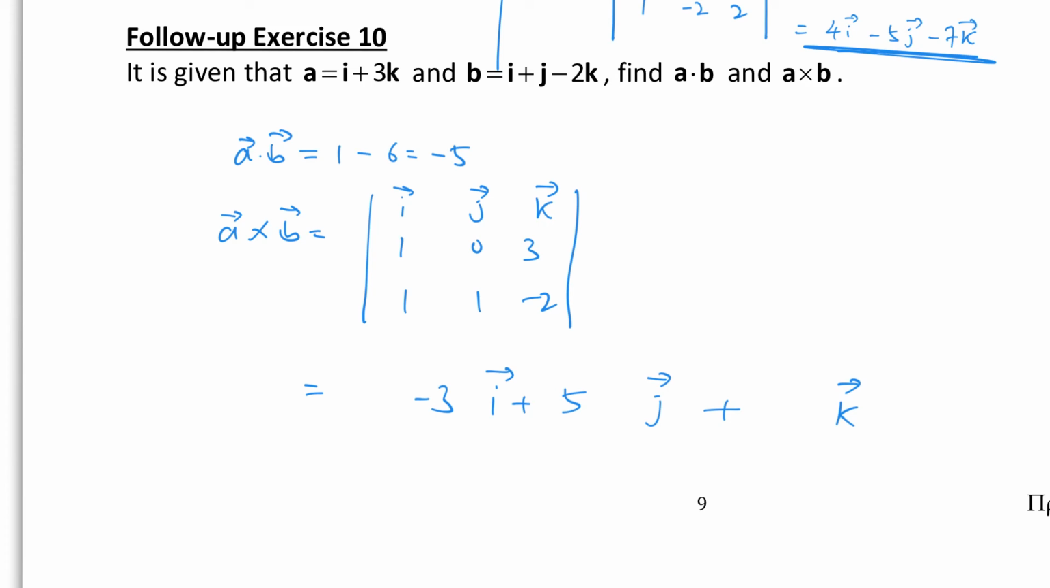If a dot b, remember, you only need to consider i dot i and k dot k, because i dot j and i dot k are equal to 0, so it's equal to 1 and minus 6, which is equal to negative 5. And how about a cross b? Put it into a matrix, and then ijk, 1, 0, 3, and 1, 1, negative 2. Find the coefficient of i: hide these two rows, 0 and negative 3. And then negative 2 minus 3, negative 5. And then because this is negative, simplify it, which is equal to positive 5. Last term, 1 and 0, so this is 1.